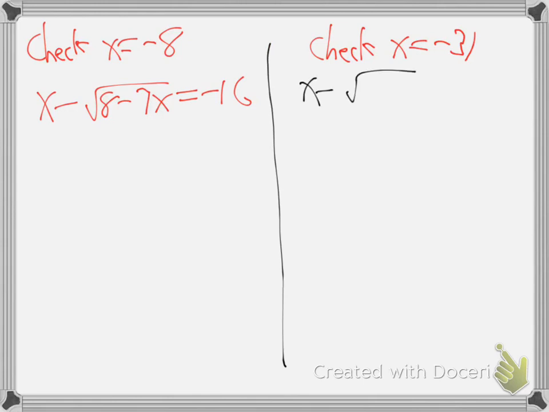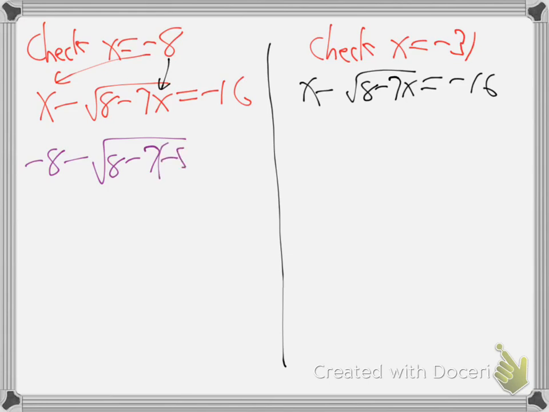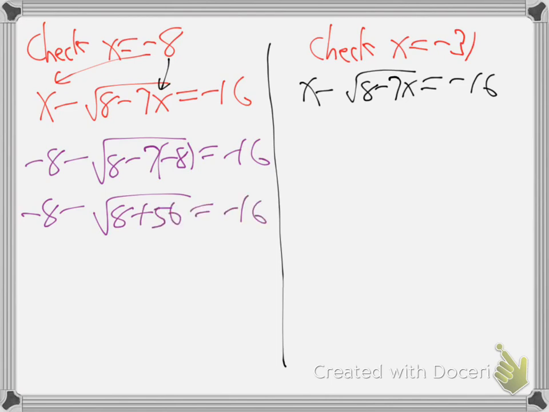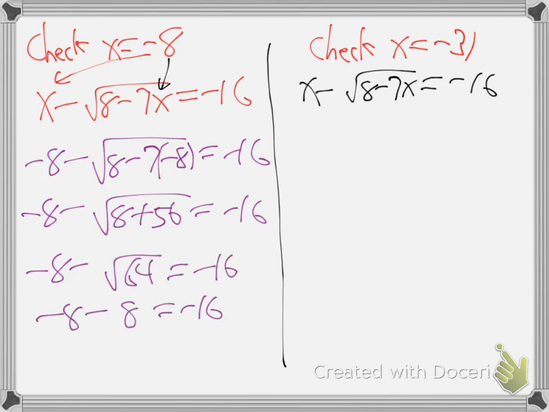Same thing over here. All right, put in the negative 8, both places where x is. So what do we get? Negative 8 minus the root of 8 minus 7 times negative 8. Negative 8 minus the root of 8 plus 56. Negative 8 minus the root of 64. That's negative 8 minus 8, that's negative 16. Yeah, that's a good answer. That worked. Let's try the other one now.